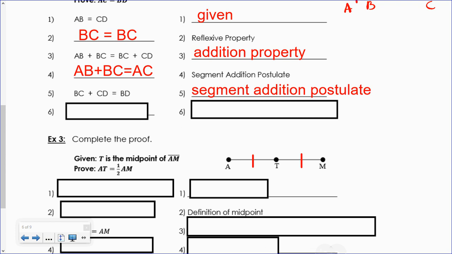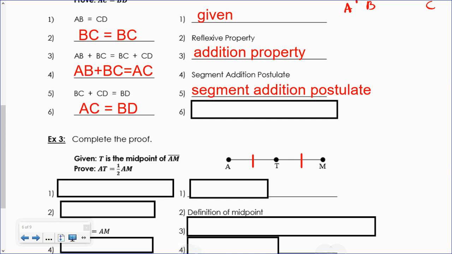Do you guys see how I have AB plus BC twice? I have it in this equation, and then I have it here. Remember I said when you see the same thing twice, what could you do? Can I substitute this piece right here for AC? So instead of writing AB plus BC, I could just write AC, so now it's equal to that, so I substitute that in. Do you guys see BC plus CD anywhere else? Right here? What's BC plus CD equal to? BD, so I can then swap it out right there, and that's exactly what my proof statement looks like.